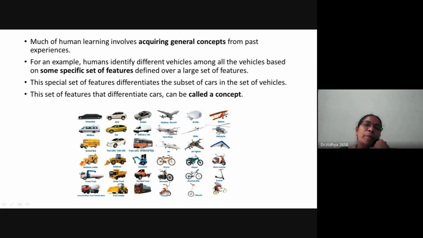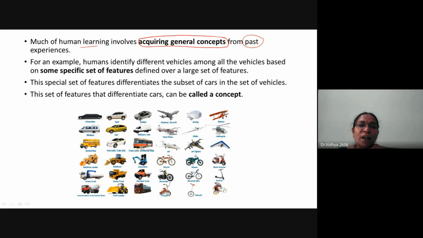Basically, our human learning involves acquiring general concepts from past experience. Yes, obviously we acquire general concepts from our past experience. This is a very important key terminology we are supposed to remember related to human learning. So from past experience, we are learning.